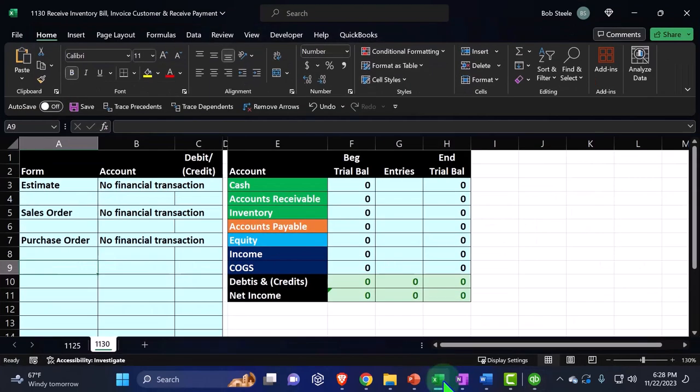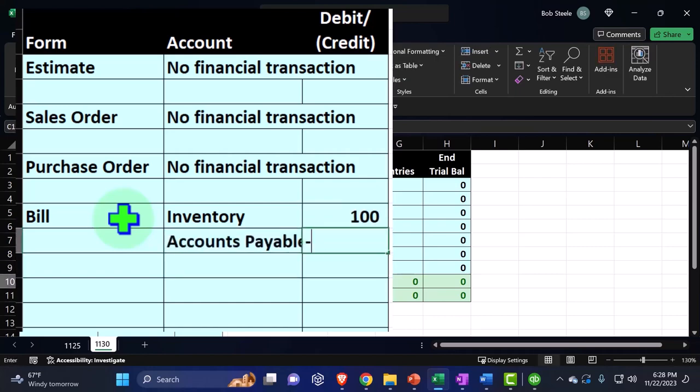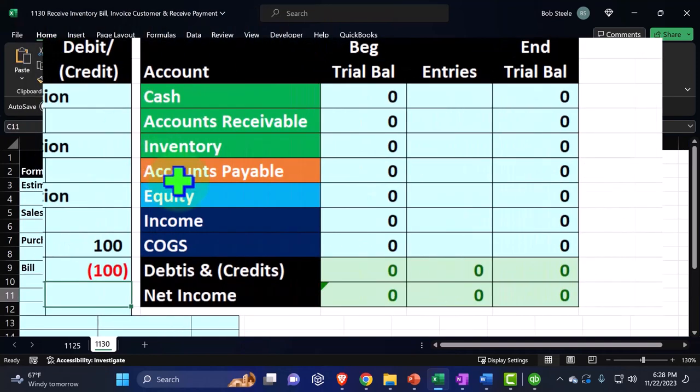If I do that with debits and credits over here, let's just say this is going to be the bill for the inventory. What happened? Inventory is going to go up, equals the inventory from a debit and credit standpoint. And the other side is going to go to accounts payable, and it was for $100. I'm going to represent the credit with a negative 100. So debits are positive, credits are negative.